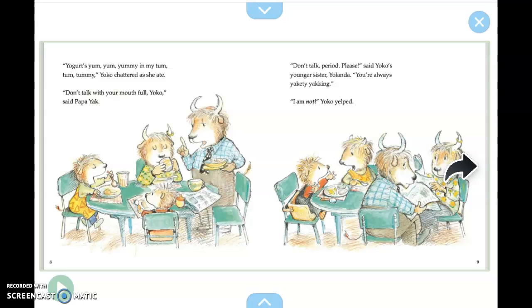Don't talk with your mouth full, Yoko, said Papa Yak. Don't talk at all, please, said Yoko's younger sister, Yolanda. You're always yakety yakking. I am not, Yoko yelped. Ooh, I heard lots of y sounds on that page.